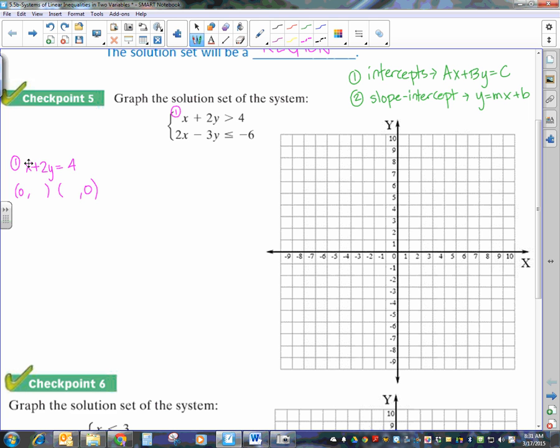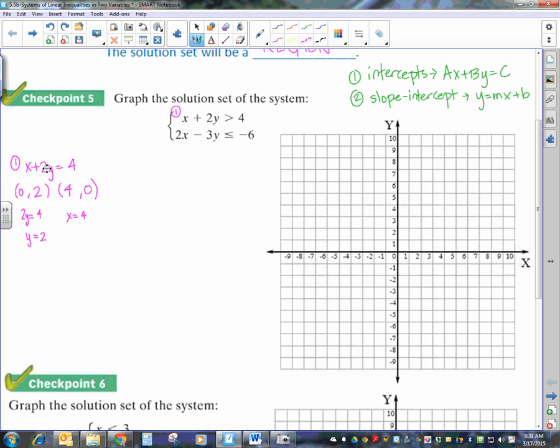When I put 0 in for x, that leaves me with 2y equals 4. When you divide both sides by 2, you find out that y equals 2. So I have the point (0, 2). Then on the next side, when I put 0 in for y, I have x equals 4. A lot of people are leaving it like this and graphing the point (4, 2), but it's not the point (4, 2). They're intercepts, so you get the intercepts.